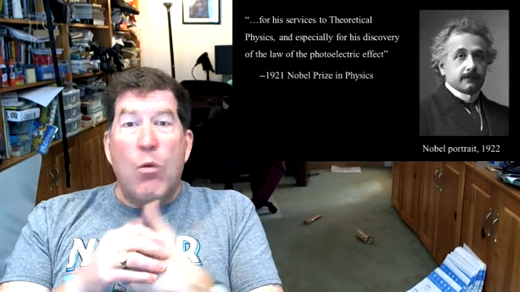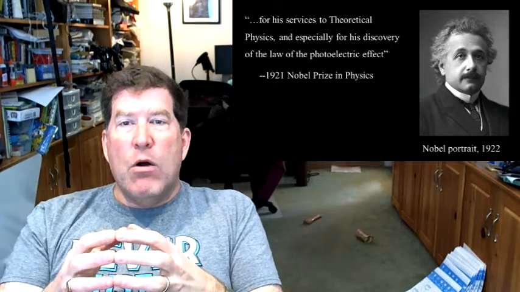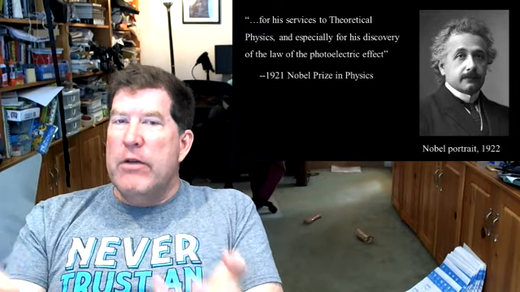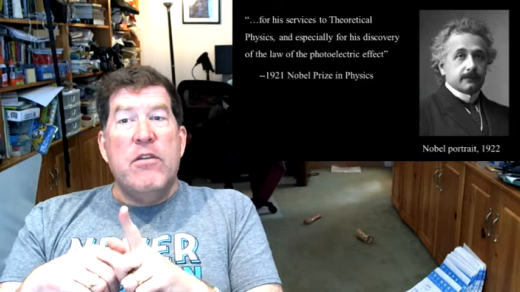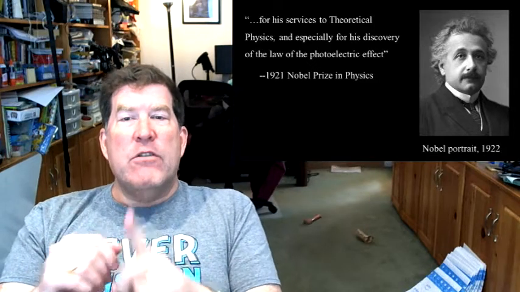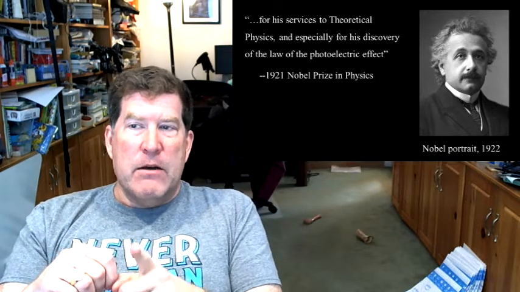Millikan published these experiments in 1916. These papers are from 1916. And that's really the point where people started to take this notion of light behaving like a particle very seriously. The end result is that in 1921, Einstein was awarded the Nobel Prize for his services to theoretical physics. And the one result that they cite specifically is especially for his discovery of the law of the photoelectric effect.